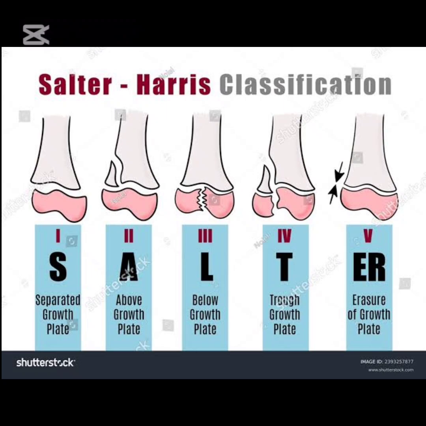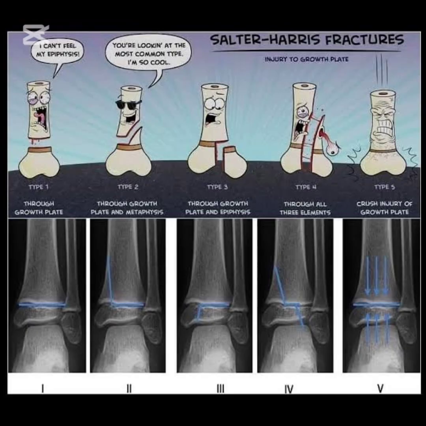Then the type 5 classification. In this type, you will have involvement of the physis, of course, but in this case, you will just be compressing all those layers of the physis, because the physis also has layers. So it will just be a compression of that physis.